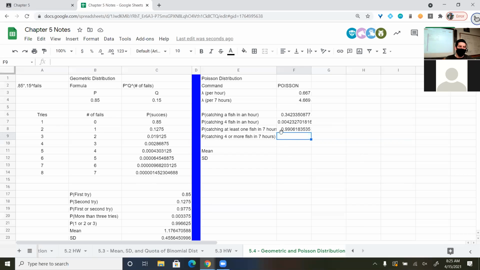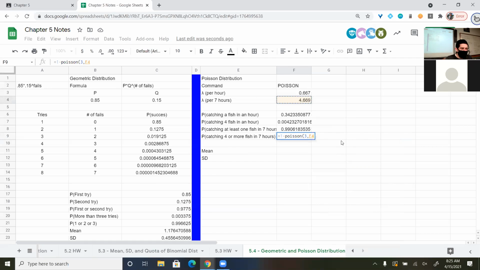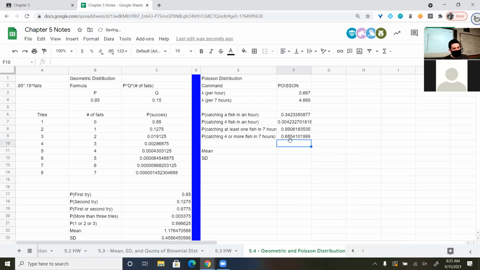All right, catching 4 or more. Again, the "or more" is counting up, so I want to figure out everything I don't want. So if I want 4 or more, that means I do not want 3, 2, 1, or 0. So I'm going to do equals 1 minus the Poisson distribution. At 3, it's in 7 hours, so I'm going to use the 4.669. And now I'm going to type in the word true because I do want to count the 3, the 2, the 1, and the 0. And there is a 68.5% chance that you will catch 4 or more fish. So again, that's just good information as a business to know, here's what I expect to happen. Here's the probability of this happening. What are the pros and cons of the guarantees that I give?